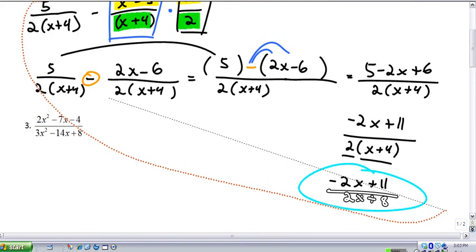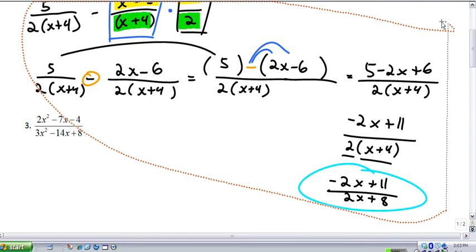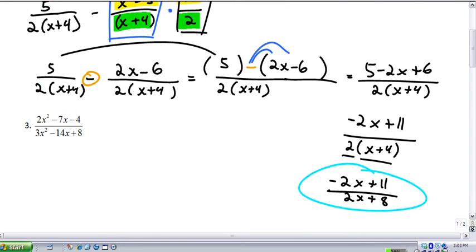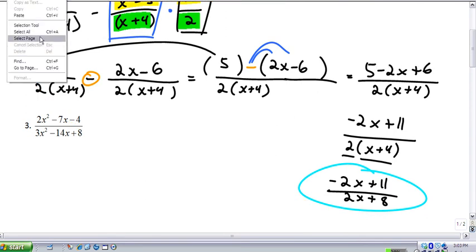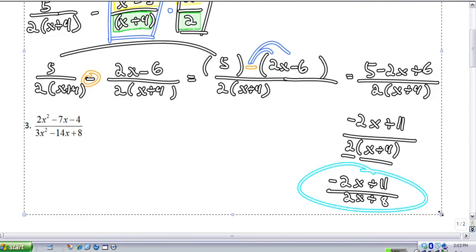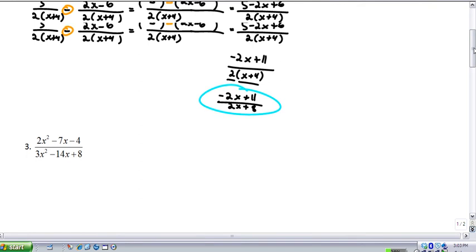So, okay, let's select all this. Alright, select all. Okay. I like to minimize this so I can keep it for our answer key.